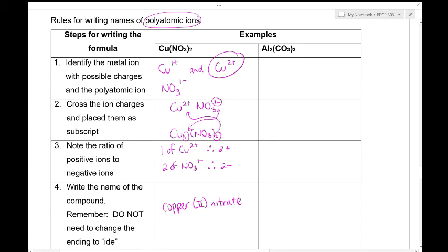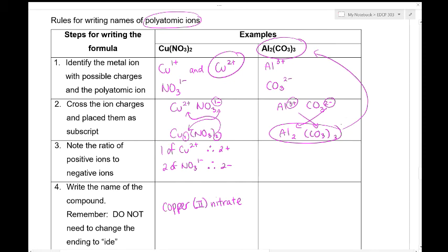Al2(CO3)3. So let's identify the metal ion, which is Al3+. CO3, found on the back of the periodic table, gives us a charge of 2-. Now Al3+ and CO3 2-. We can simply crisscross the charges, and that gives us Al2(CO3)3. And that matches with our answer. So we know that this is true.